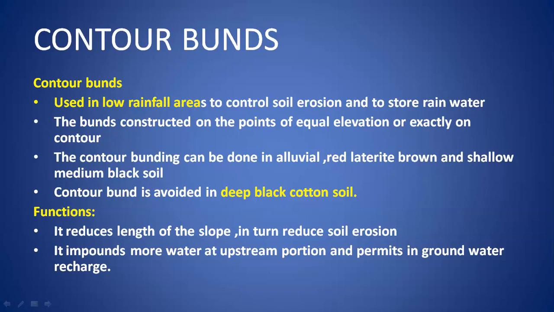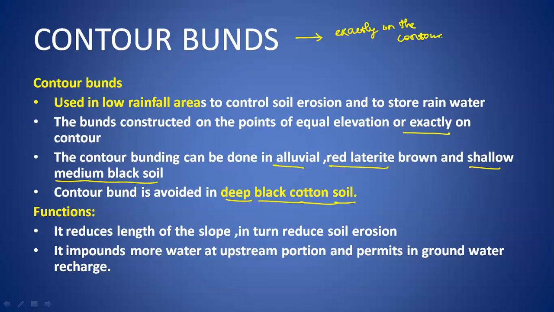Majorly these contour bunds are constructed exactly on the contours. The name itself suggests it. It can be done in alluvial soil, red laterite soil, brown soil and shallow to medium black soil. In these types of soils it is easier to construct contour bunds, but it should be avoided in deep black cotton soil. It does not give as good a result in deep black cotton soil.